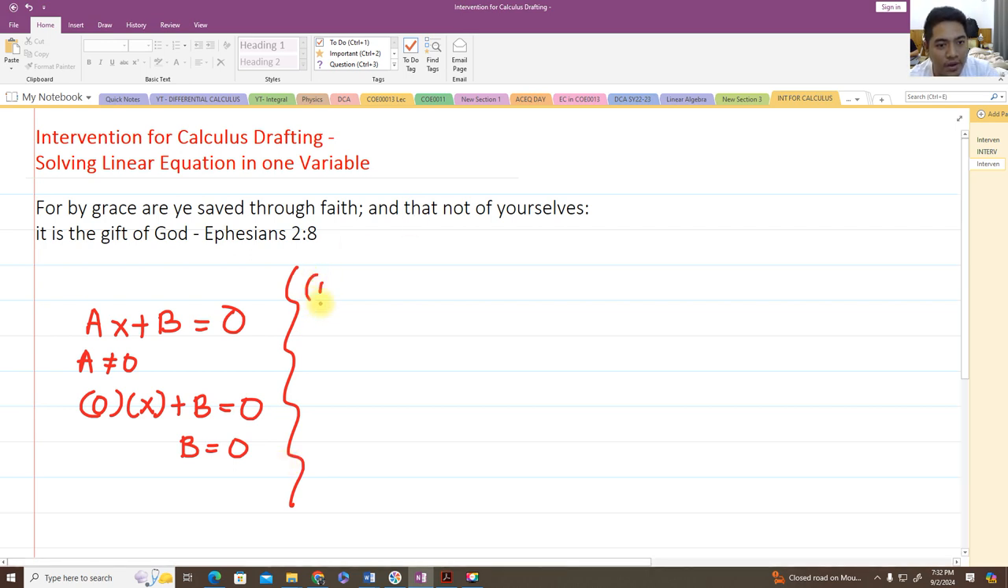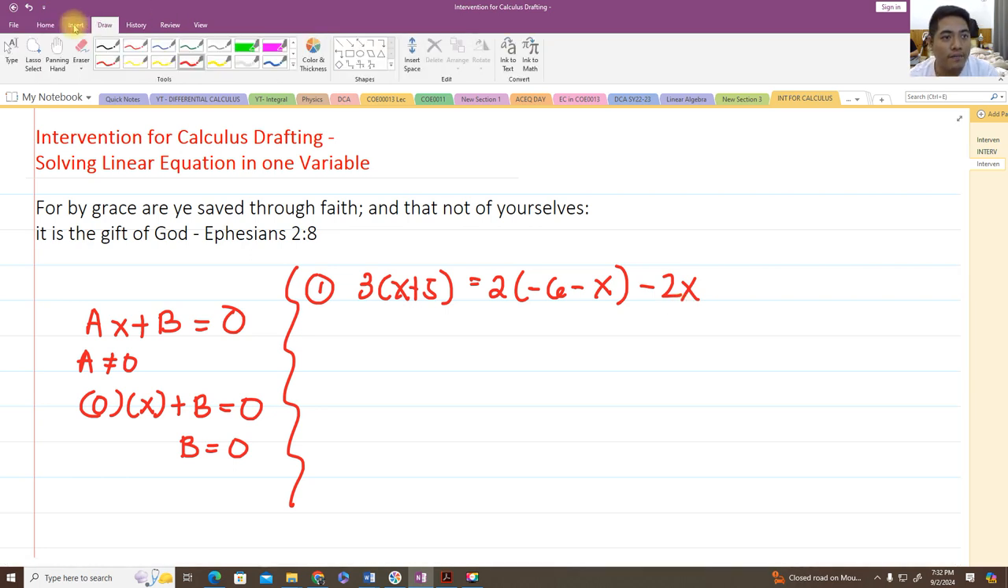So for example, we have 3 times x plus 5 equals 2 multiplied by minus 6 minus x minus 2x. So this is an example of a linear equation in one variable. It has only one variable, which is x, and as you can see, the highest degree is 1.